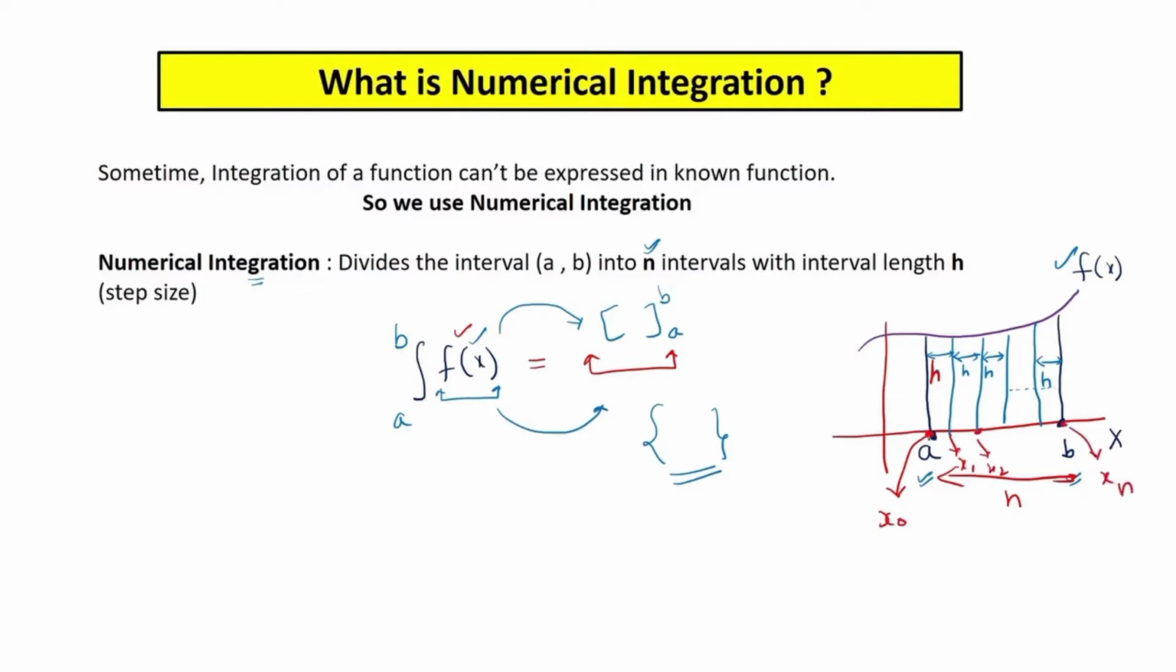Now corresponding to these points, we have the values where the vertical lines cut f(x). So this will be treated as y0, this will be y1, this is y2, and so on. The last will be yn.